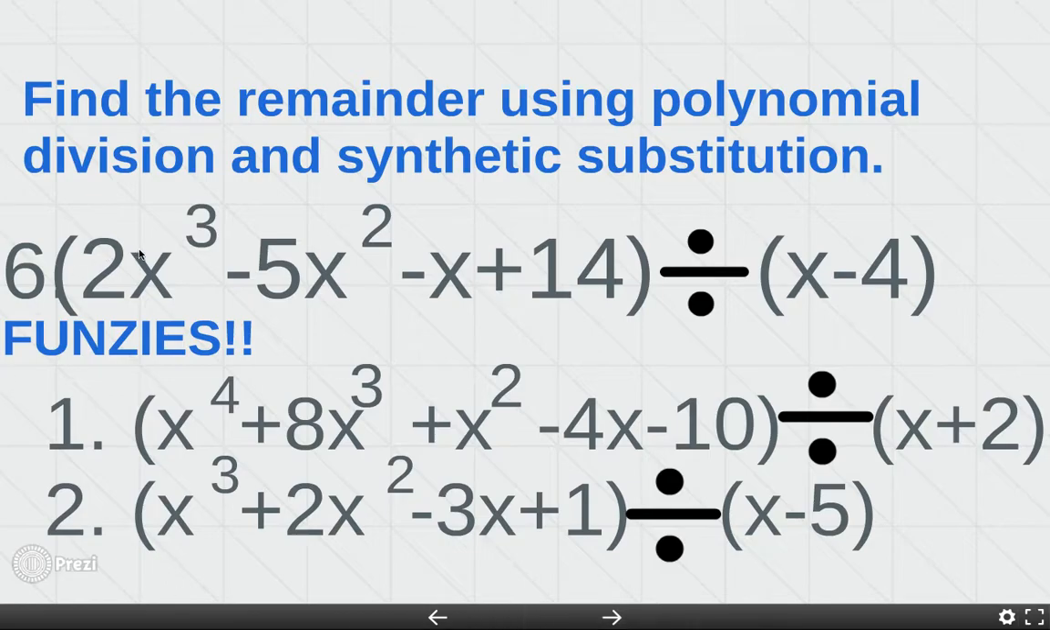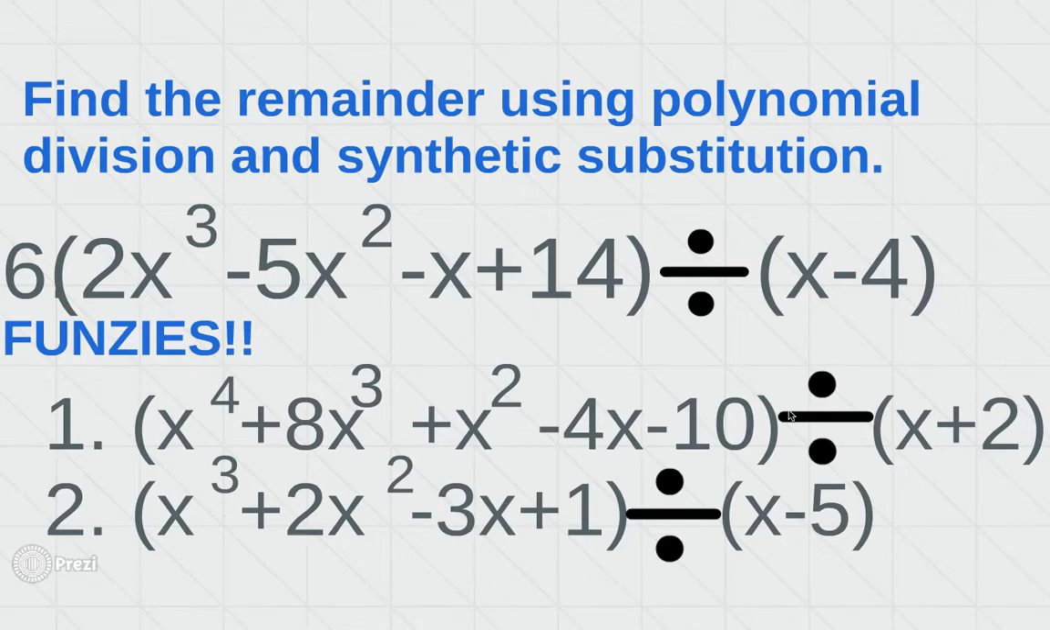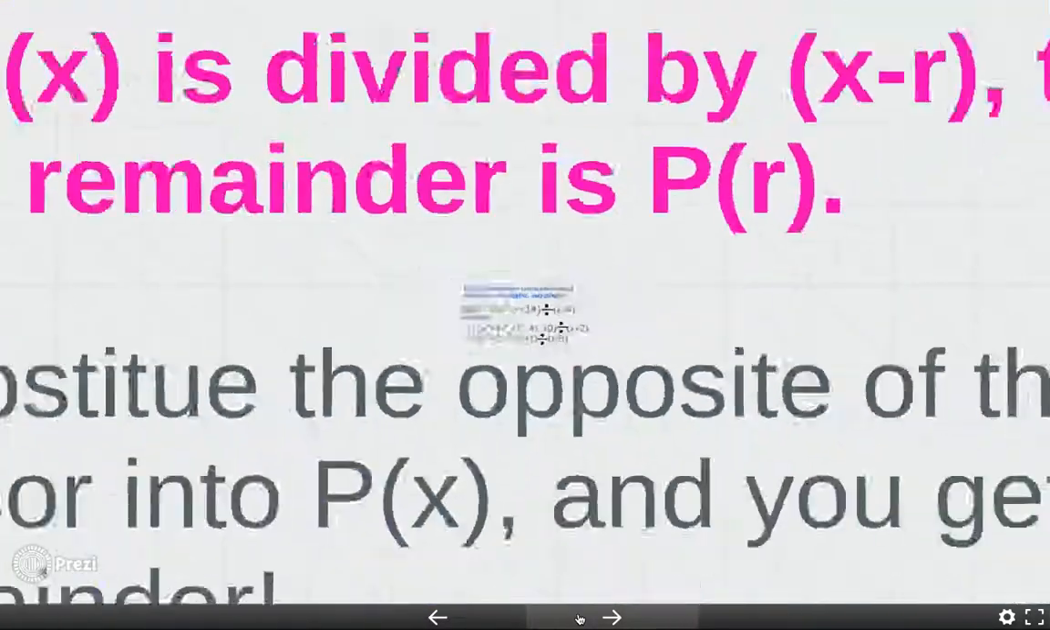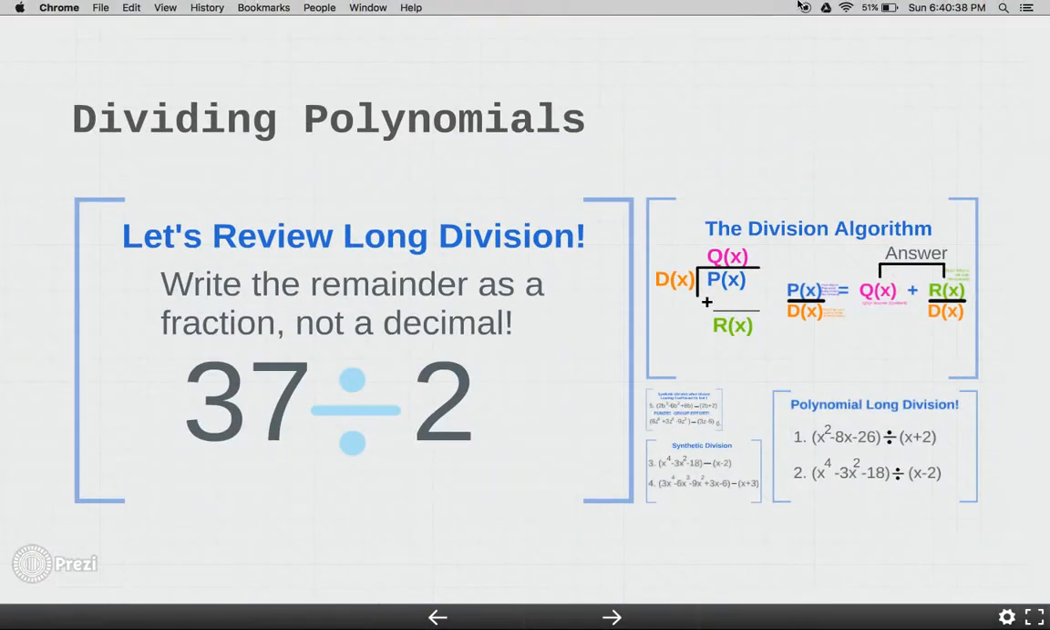So in example 6, this is example 6 right here, the period kind of morphed into the parenthesis, I apologize. The 6 has nothing to do with the problem. But anyway, for example 6, we will be finding the remainder through polynomial division, which means either synthetic or long division, and we will also be finding it through synthetic substitution, which is applying the remainder theorem. So, go ahead and pause the video and find the remainder using 2 different methods. Holy hot dog, you guys. And that's it for dividing polynomials.